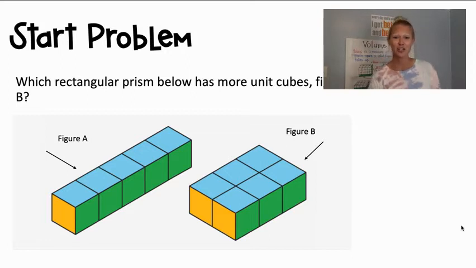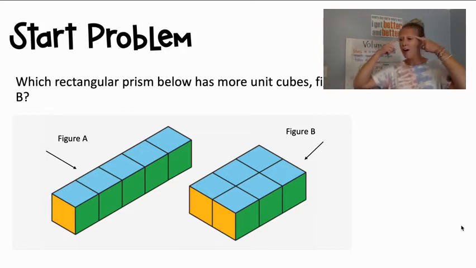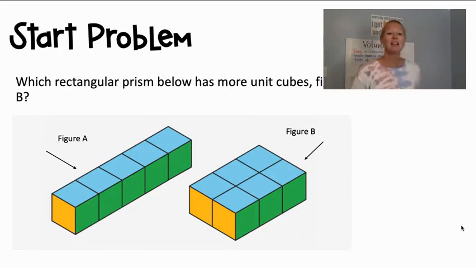All right, here is your start problem of today. Remember, thinking about volume is behind me as well. So, which rectangular prism below has more unit cubes? Figure A or figure B? Think about the two different strategies that you could use to figure out which one has more unit cubes. Also be thinking that whichever one has more unit cubes is the one that actually has more volume. All right, do your start problem. Tell me if figure A or figure B has greater volume or more unit cubes.